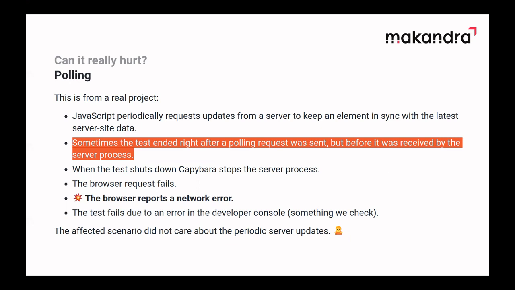And now the browser request failed, and the browser reports a network error, and the test failed because we have a check that makes sure that no JavaScript errors are visible in the console. Again, this scenario did not care about polling or server updates. It just happened to sometimes be red because of it.